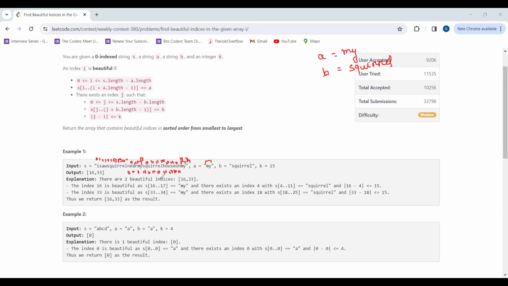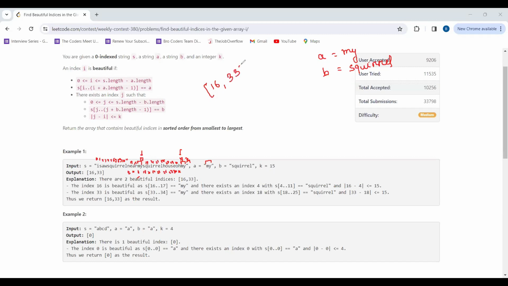At what all indices can we find "my"? First of all, we found "my" at this index, 16. I have written very small, so I don't know if you will be able to understand. This probably looks like 17, but m should be 16 only. So "my" is present at index 16 and also at the 33rd index.